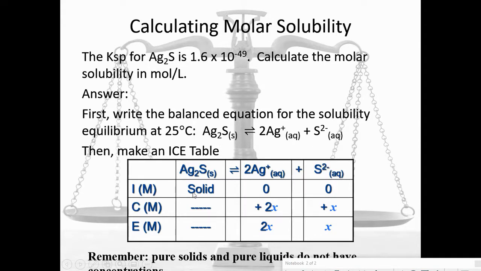The I stands for initial concentration. So we're going to dissolve this solid ionic compound, the silver sulfide, into water, pure water. There's no ions in pure water, so the initial concentration of these ions in the product side of the equation is 0. Then looking at the coefficients, we see that the change in concentration will be 2x for the silver ion and 1x for the sulfide ion. At equilibrium, we'll see 2x and x respectively. Remember, pure solids and pure liquids do not have concentrations, so we don't put a number into the left-hand side of the equation here.